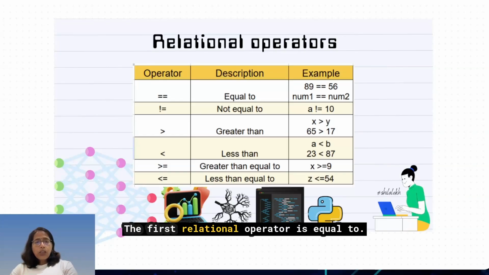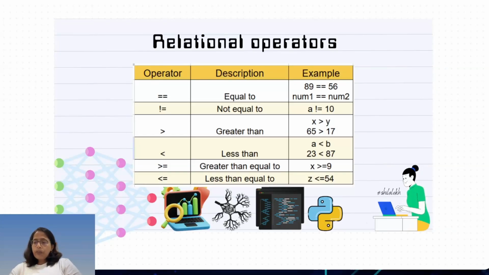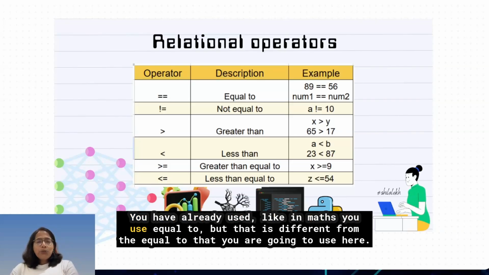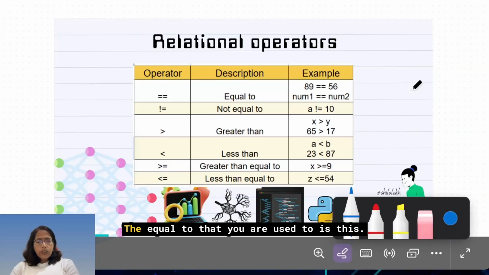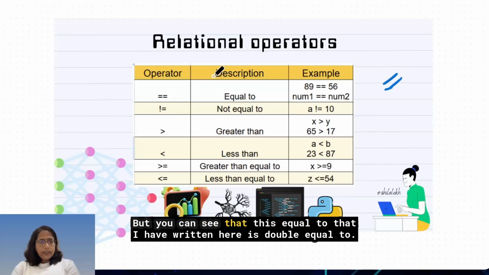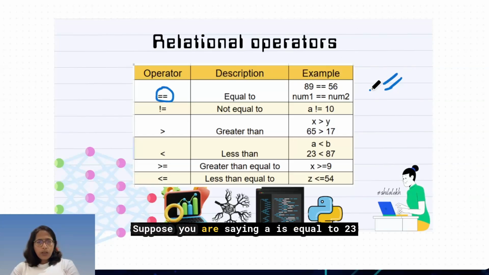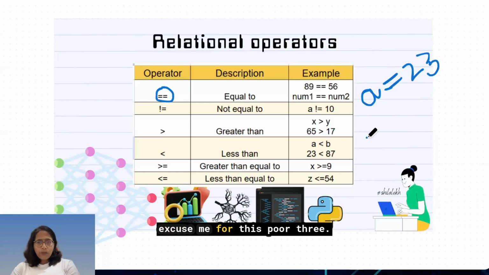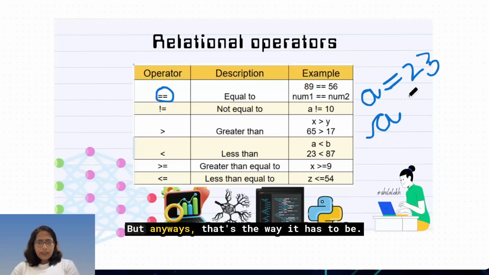The first relational operator is equal to. You have already used equal to in maths, but that is different from the equal to that you are going to use here. The equal to that you are used to is this, but you can see that the equal to I have written here is double equal to. What does that mean? Suppose you are saying A is equal to 23. Excuse me for this poor 3, but anyways, that's the way it has to be.